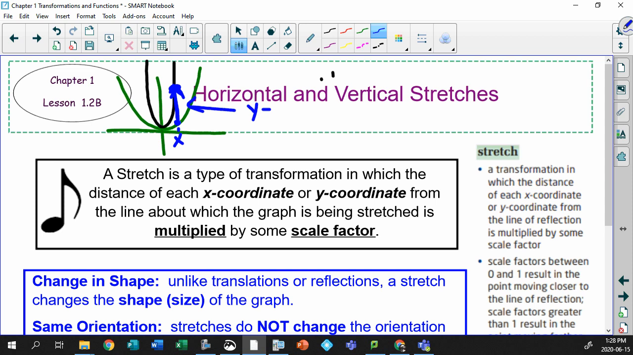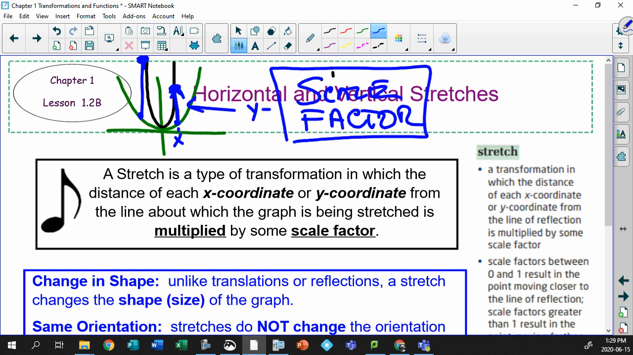Look over here. If I got the stretch here, I'm going to stretch that guy all the way up to there. Look how much I've stretched. And this is always going to be stretched by some sort of scale factor, and we called it a scale factor. So that number up front in y equals ax squared, that a value is the thing that becomes our scale factor.